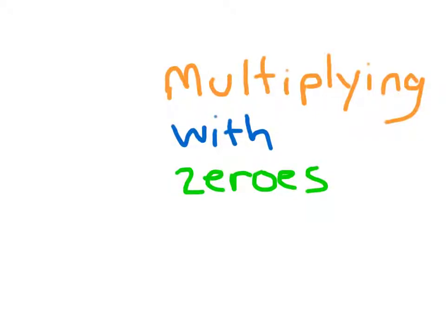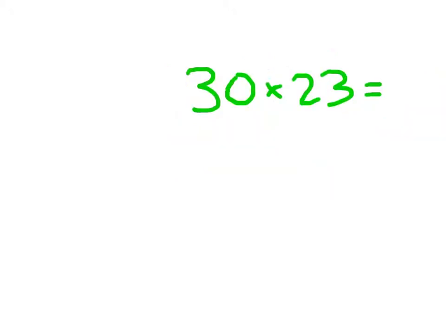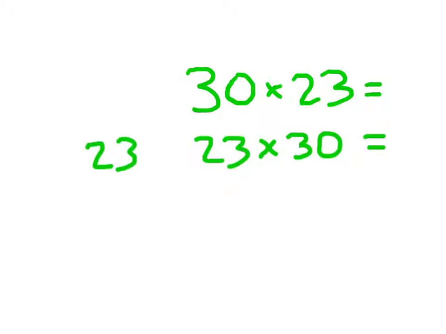In this lesson, we're going to multiply with zeros as a digit in one of the factors. Here I had the problem 30 times 23. Now 30 times 23 is the same as 23 times 30 because of the commutative property of multiplication. I can set it up like this here.